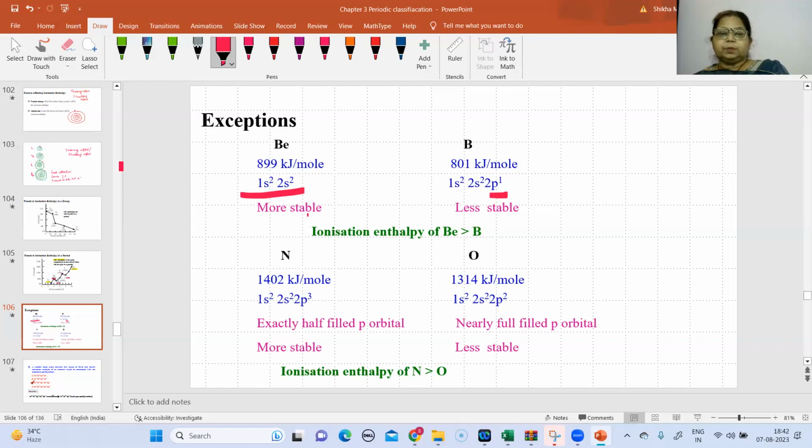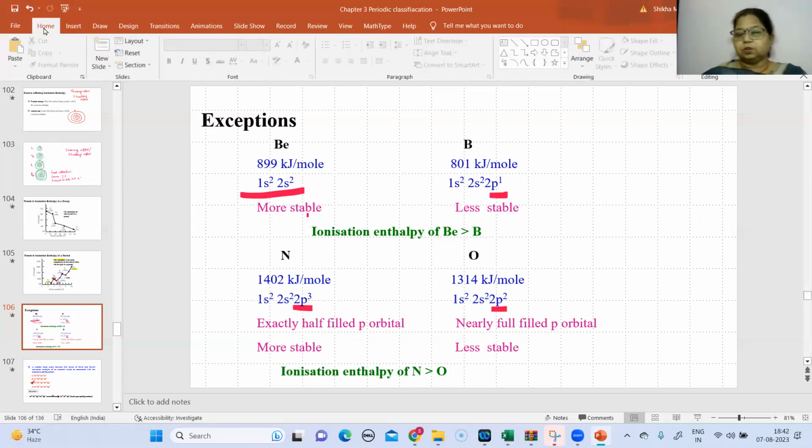So this is more stable. So the ionization enthalpy of beryllium is more than boron. And similarly, in the case of nitrogen, it is 2p3, exactly half-filled. For oxygen, I said 2p2, which is incorrect. Let me correct it. Oxygen should be 2p4. So it has got 2p4, therefore it is nearly filled, right? It is less stable and this is more stable, right?